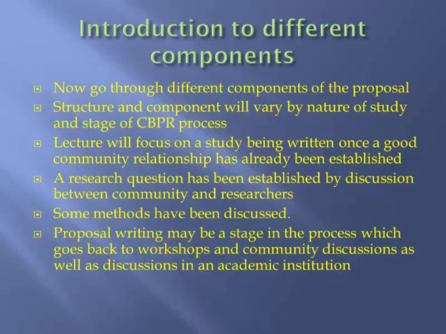Most examples will focus on a study once a good community relationship has already been developed, rather than on the process of developing the relationship. So in this case, a research question has been established by discussion between community and researchers. Some methods have been discussed. And proposal writing may be a stage in the process which goes back to workshops and community discussions as well as discussions in an academic institution.